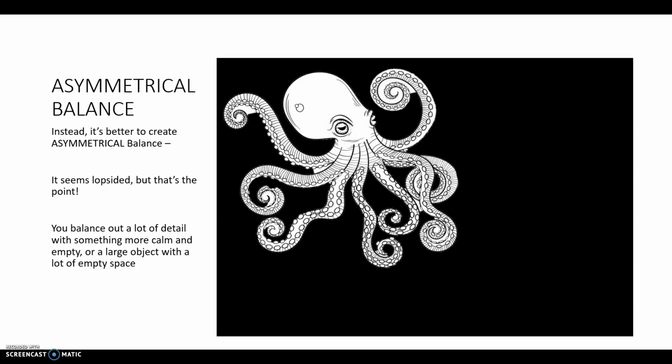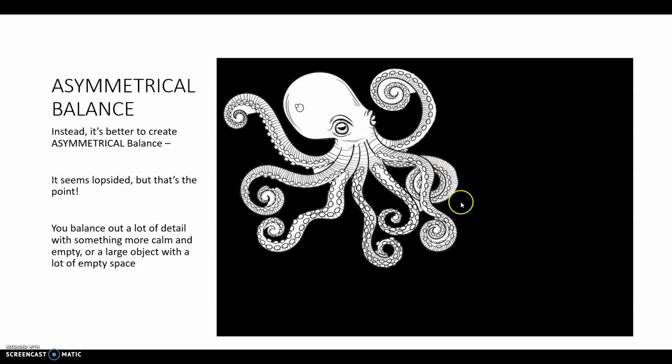Instead, a better approach is to create asymmetrical balance. So it seems a little lopsided, but that's kind of the point. The breathing space on the right and the bottom helps balance out all the detail of the octopus. I also moved the octopus to the side. I tilted it a little bit, so it looks like he's dropping in from the top. Rather than just floating in the middle with a bunch of dead space around, this octopus has a direction.